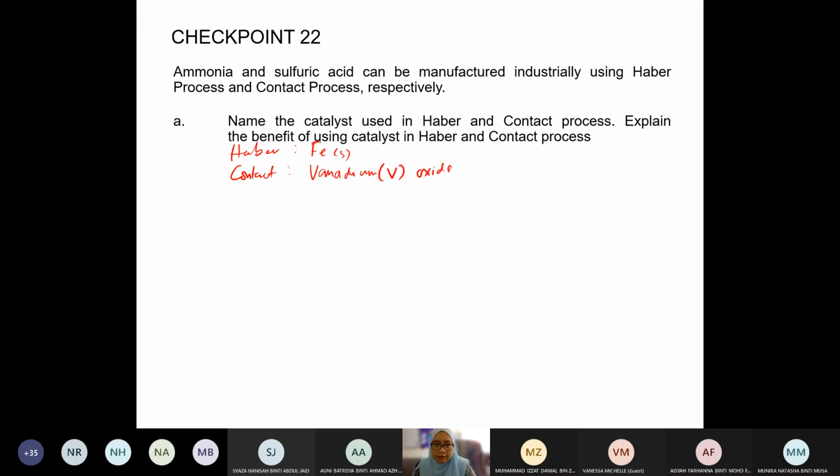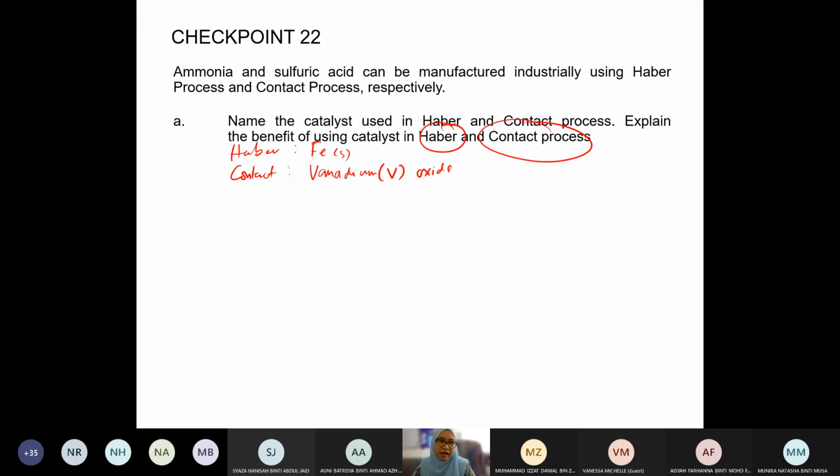That is the one. Okay, so if you said lowering the EA just now, okay, good, but you have to have the rate of reaction. That is important. Otherwise we will say it like that. So, okay. So you have to always relate with the rate of reaction. There must be a conclusion there. The benefit of using catalyst in Haber because this is industrial already.